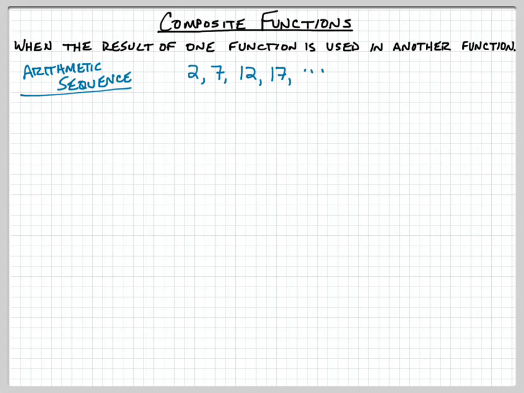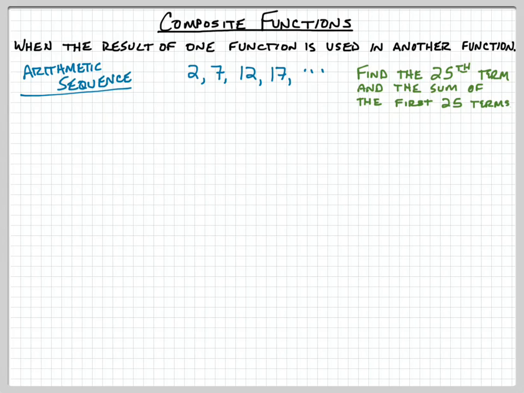So an arithmetic sequence is when you have a sequence of numbers. Here we've got 2, 7, 12, 17, and we can assume that it continues on from there. With this sequence of numbers, we are going to try and find the 25th term in the sequence, and we're going to try and find the sum of the first 25 terms in this sequence.